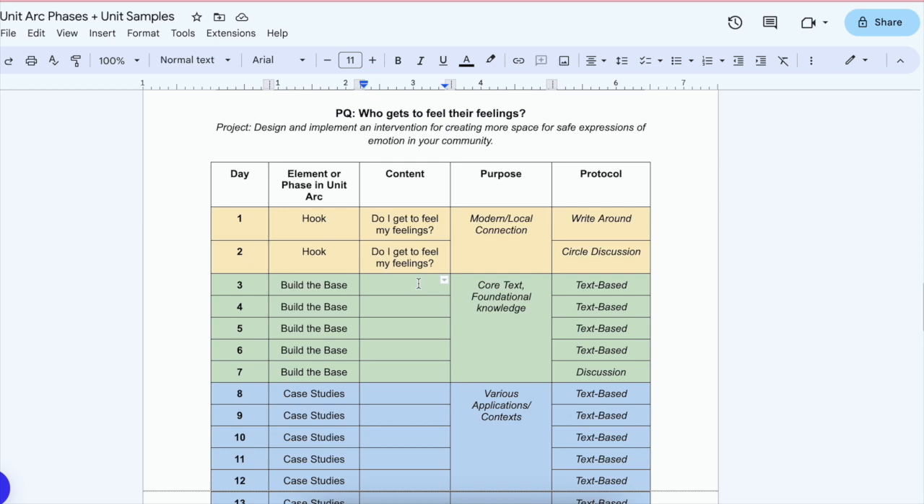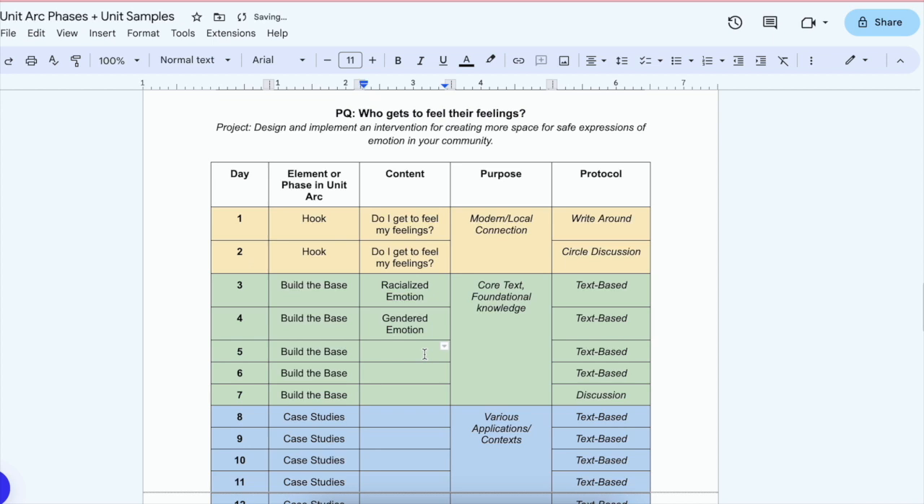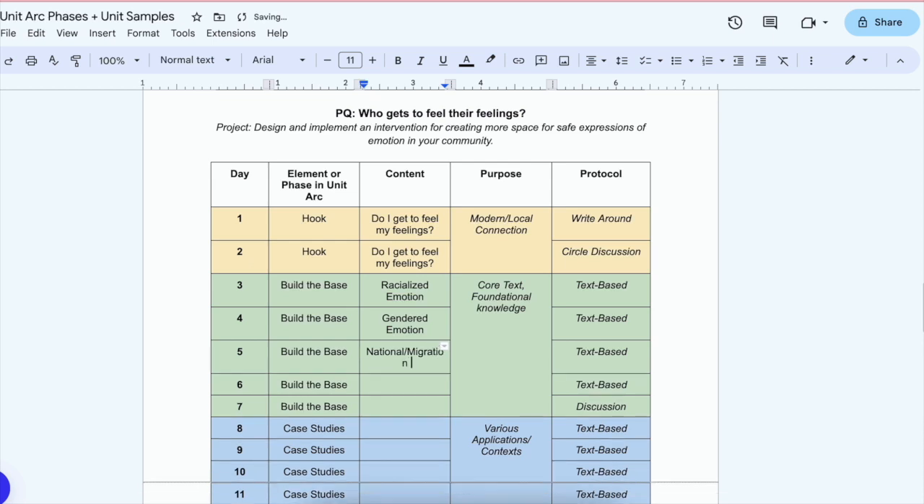So, for example, I might look at different groups. I might look at racialized emotion, gendered emotion. I don't know how I want to phrase this, like national or migration status. Depending on your immigration status or your nationality, do you have the right to feel particular emotions, particularly with regard to the United States?